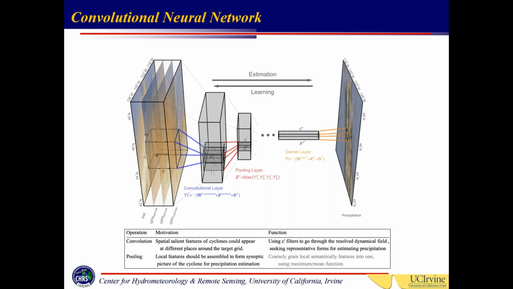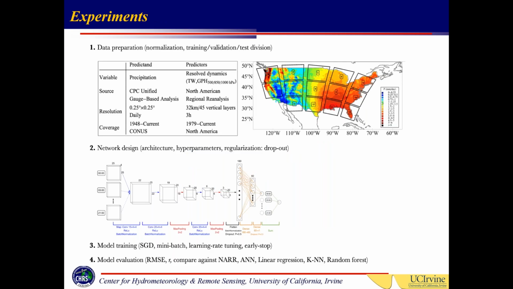And hopefully, by optimizing the parameters within this parametric form, we can see how the synoptic feature from this circulation field promotes precipitation. And here is the experiment design. We select predictors from the North American Regional Reanalysis, and we use CPC gauge-based daily data as our predictand.